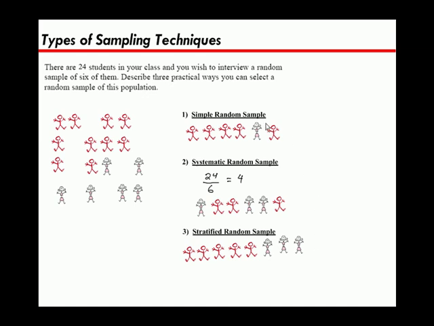And there we have it, 3 different ways to take random samples from a population: simple, systematic, and stratified.